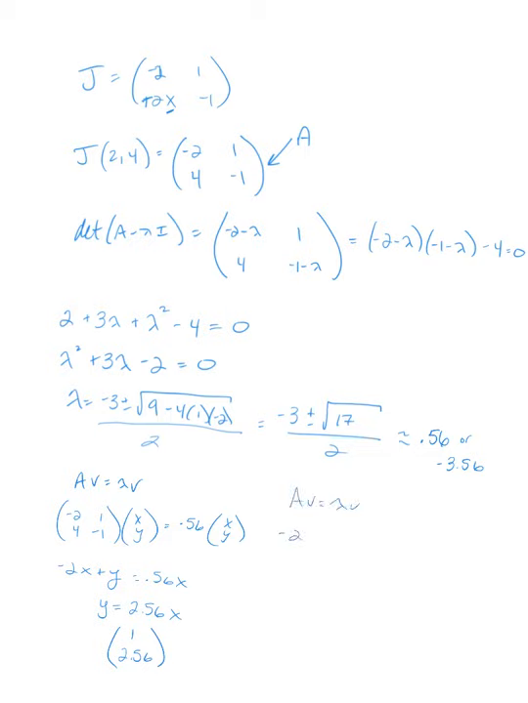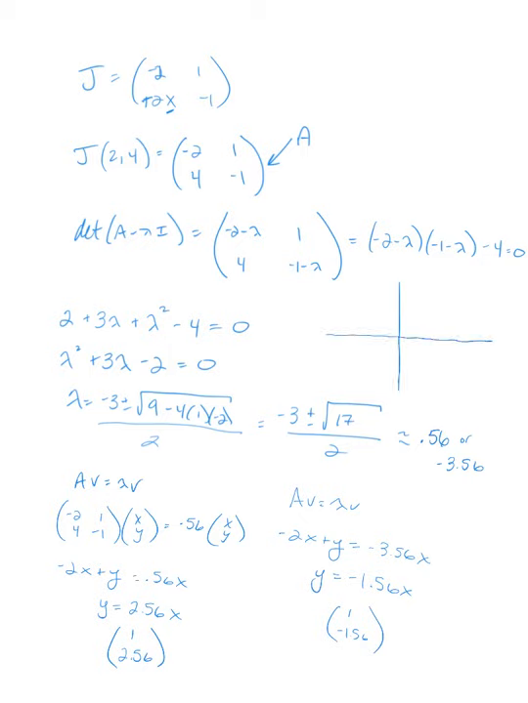I'm going to get -2x plus y equals -3.56x. When I add 2x to both sides, I get y equals -1.56x. Yeah, okay, so an eigenvector would be 1, -1.56. And then I can sketch a really tiny phase portrait here.